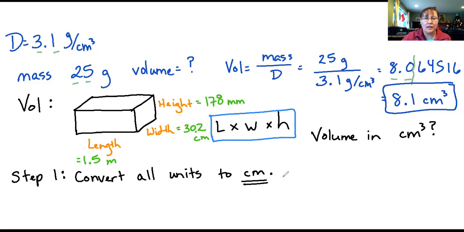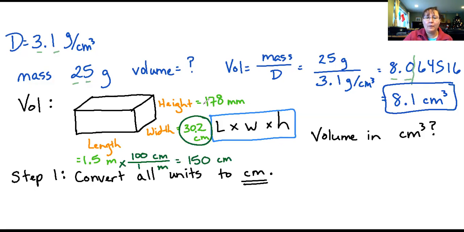So now let's take a look here. First of all, the 30.2 is already in centimeters, so we don't have to do anything with that one. Now let's take a look at our length. I'm going to do it in place. I have 100 centimeters per 1 meter, so I can multiply: 1.5 times 100 gives me 150 centimeters. This is two significant figures, because remember, our trailing zero doesn't count if we don't have a decimal point.